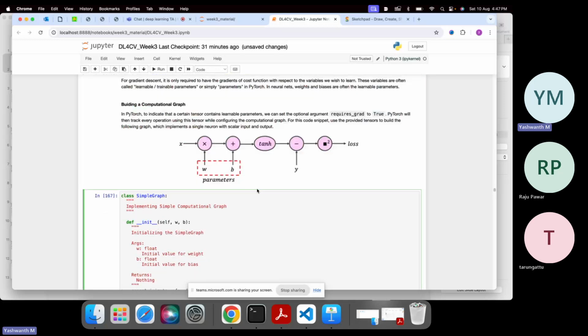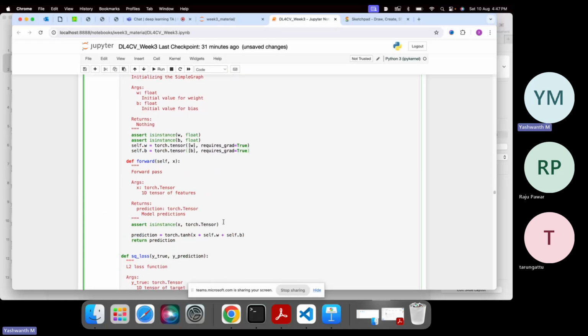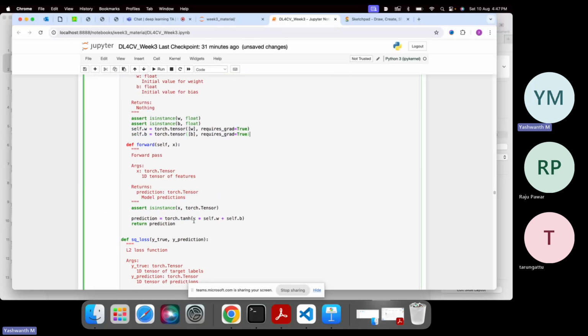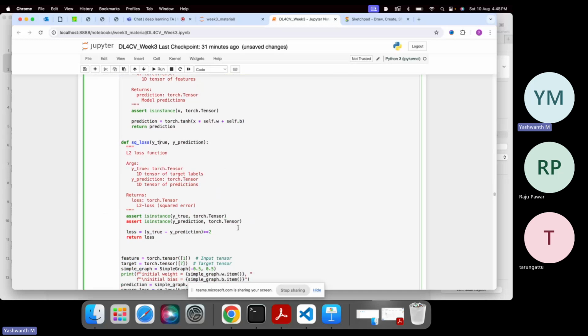These are the helper functions where we create some tensors, and we need to be careful to set requires_grad. Then we make a forward pass, which is also very simple: W transpose X plus B. This is our predicted value, and our loss is a squared loss, nothing but the true versus prediction, whole squared. This is our loss.